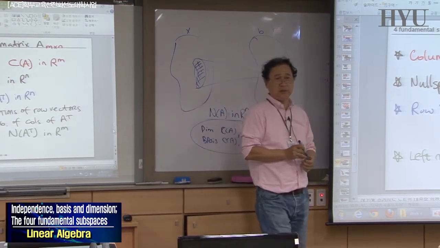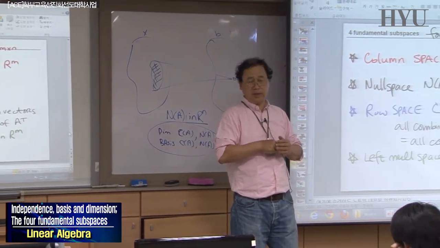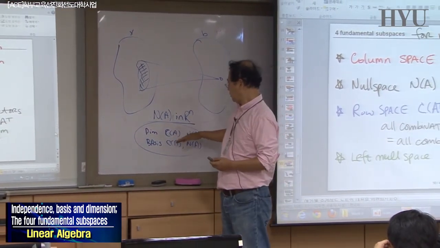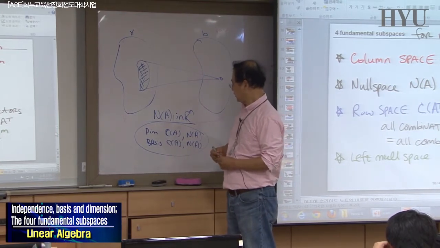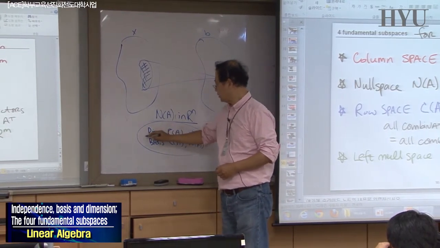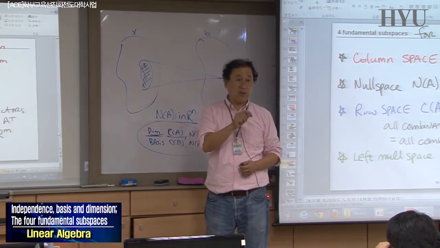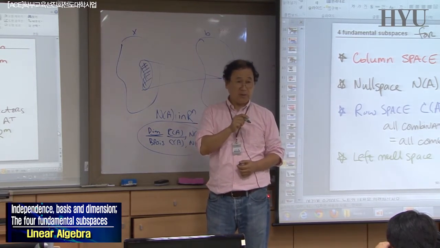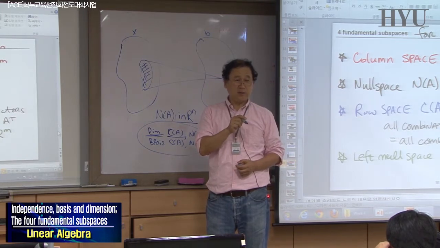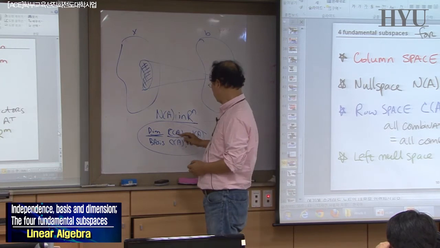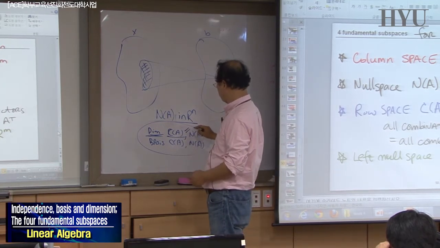So this one we already discussed how to compute. The dimension of the column space is the number of independent vectors, which we can also call the rank of the matrix. So the rank of the matrix is R.